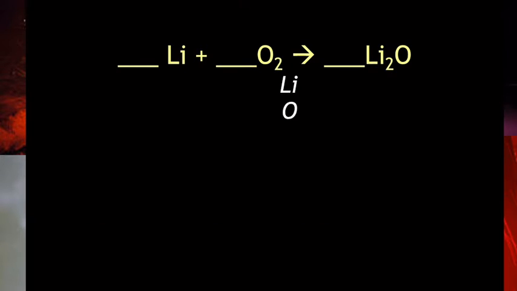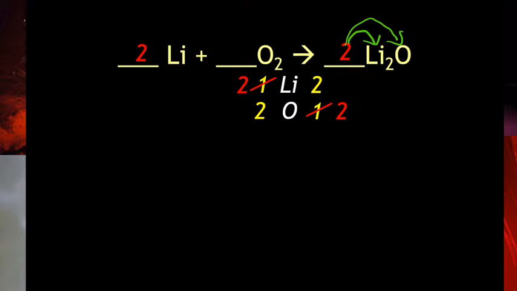Let's try another one. So with lithium and oxygen, we have 1 lithium and 2 oxygen on the left side, 2 lithium and 1 oxygen on the right side. So our first step to fix our lithium is to place a 2 in front of lithium on the left side of the equation. That balances lithium. Now for oxygen, we're going to have to put a 2 on the right side of our equation. However, this 2 affects both lithium and oxygen. So now our lithium is no longer balanced, which means we're going to have to erase our original 2 and write a 4 instead.